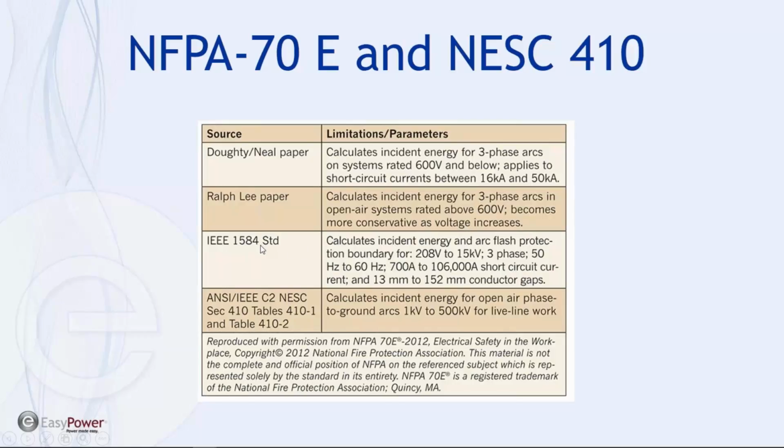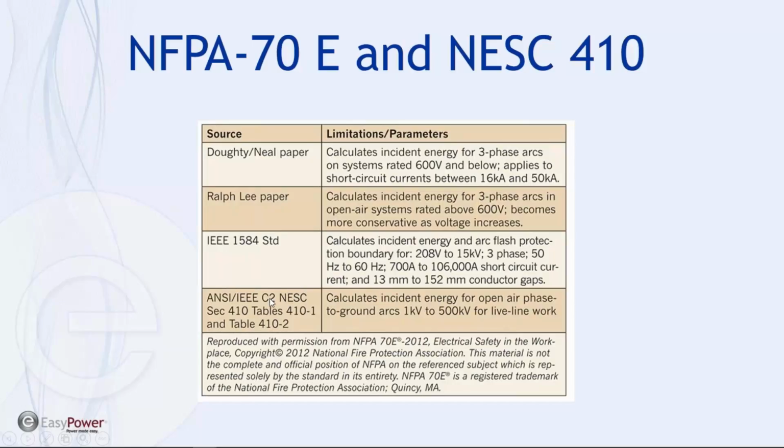And then there's the IEEE 1584 standard, which, as we just saw, has brackets and recommended usage between 208 and 15,000 volts, three-phase, both 50 and 60 hertz, 700 amps up to 106,000 amps, and then a limit on the conductor gaps. Back in the 2009 version of NFPA 70E, there was a table included for incident energies for open air single line to ground between 1,000 and 500,000.